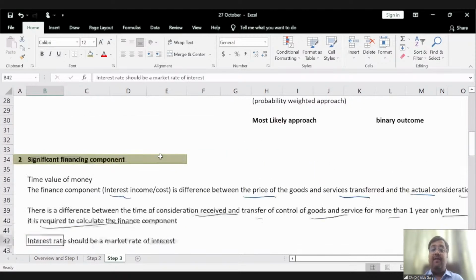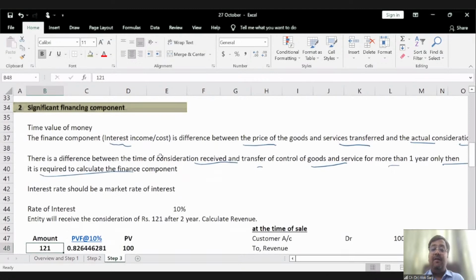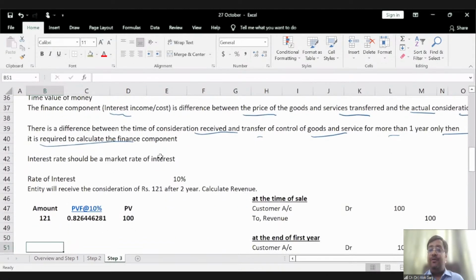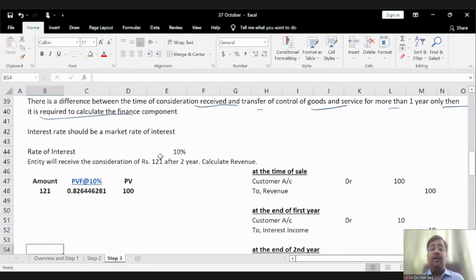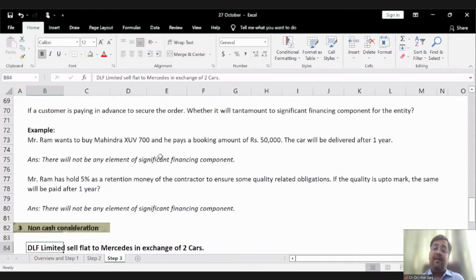And we have discussed what the significant financing component is, and how the treatment will be in case of deferred payment, in case of advance payment, or in case of on-time payment. And we have also discussed if the payment is going to be made in advance only to secure the delivery or secure the orders, like in case of automobile booking, right? So this will not be considered as an advance.